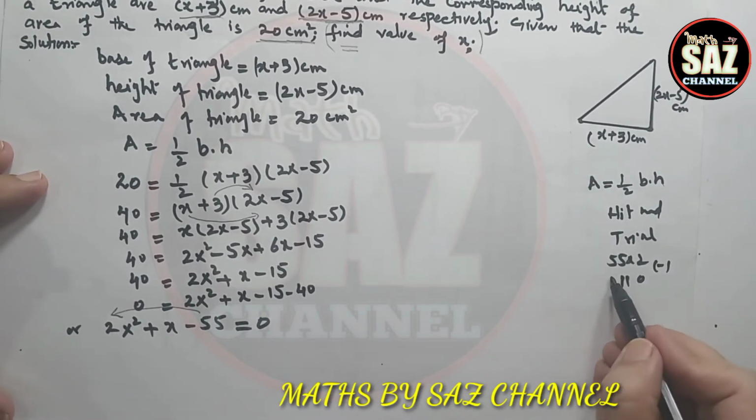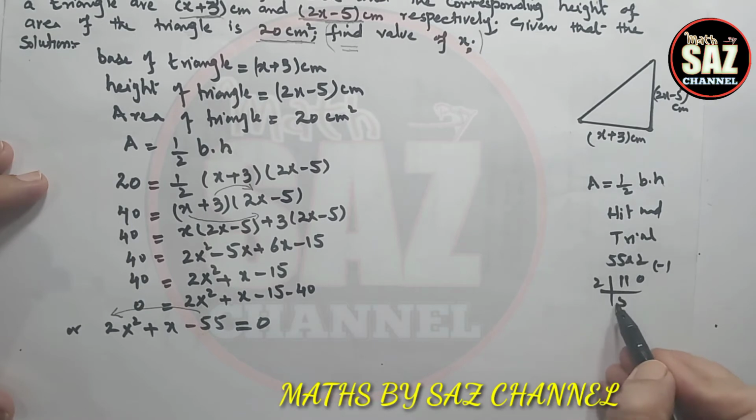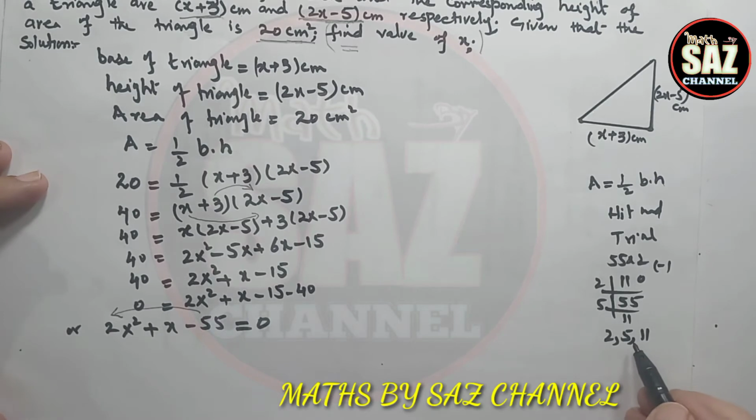Quickly make the prime factors. 2 5s are 10, and 5 11 times is 55. So the numbers factors that I am getting are 2, 5 and 11. Set these all factors in such a way that when you add or subtract, you get 1 at the middle place and 110 as the product with minus sign.